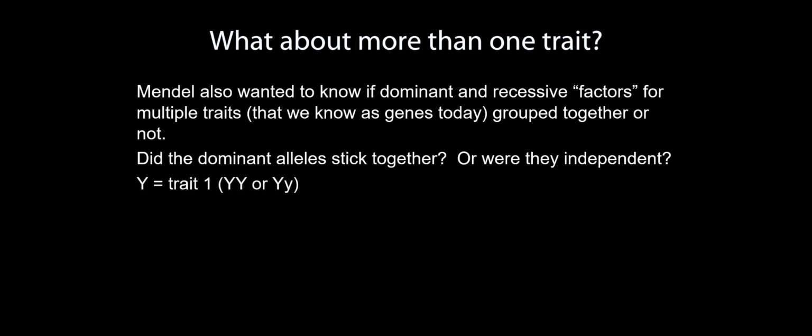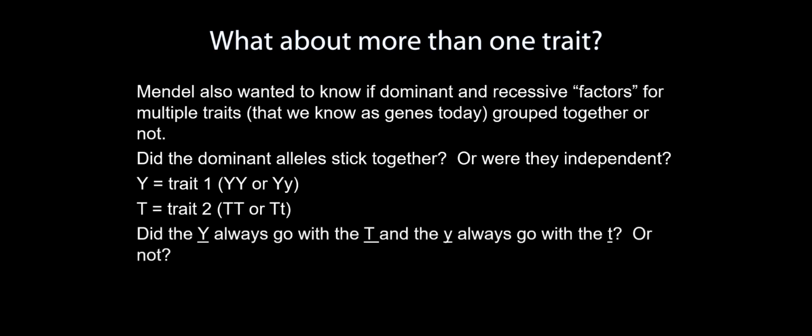So let's go with this. We know the first trait, the pea color, would be capital Y, lowercase y. And the second trait would be capital T, lowercase t. And so, did the y's always go with the t's? Did the capital Y's always go with the capital T's, and did the lowercase y's always go with the lowercase t's? Or didn't they?